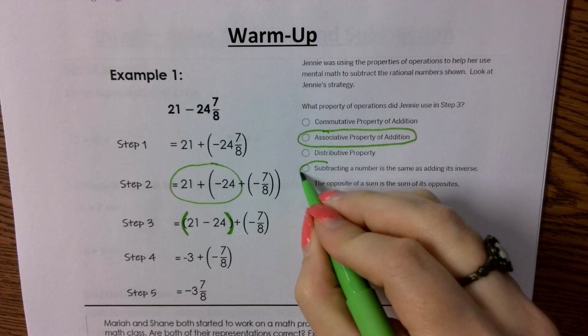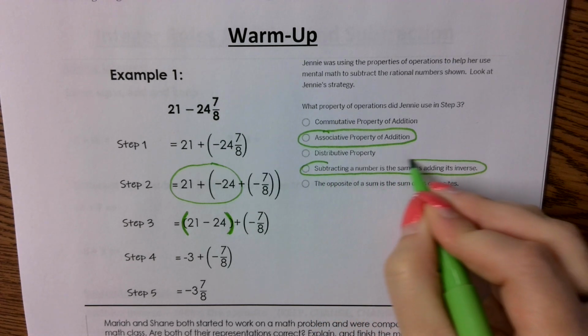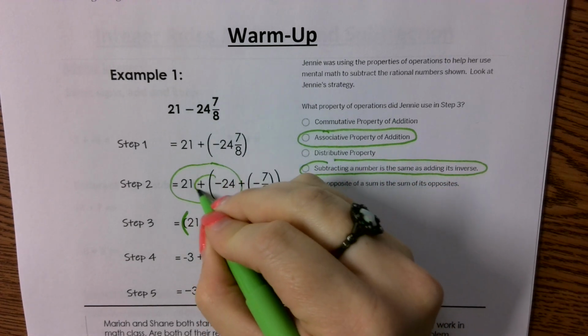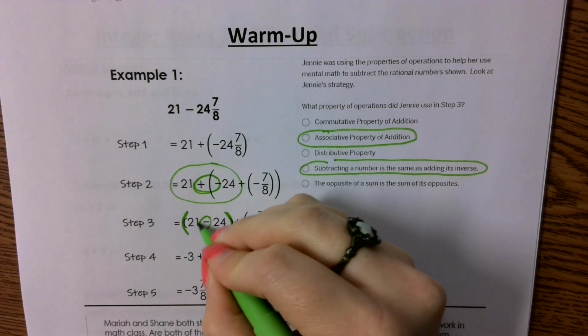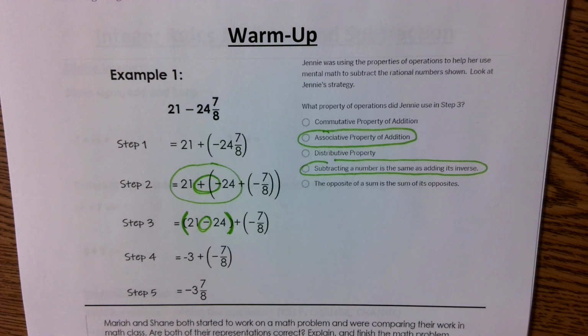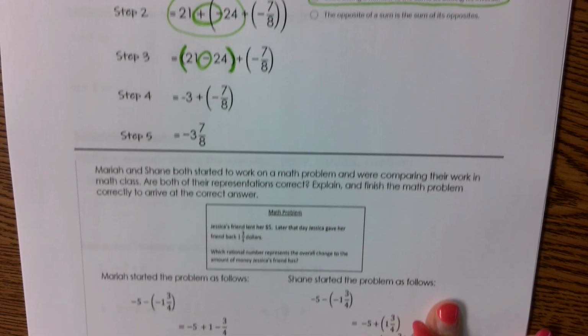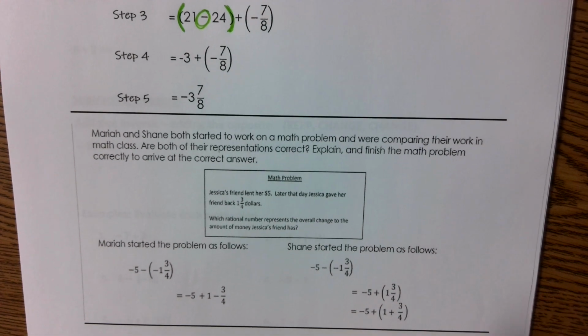So subtracting a number is the same as adding its inverse. These two things right here are the same. They mean the exact same thing. Adding an opposite is the same as subtracting. All right, let's take a look at the second problem.